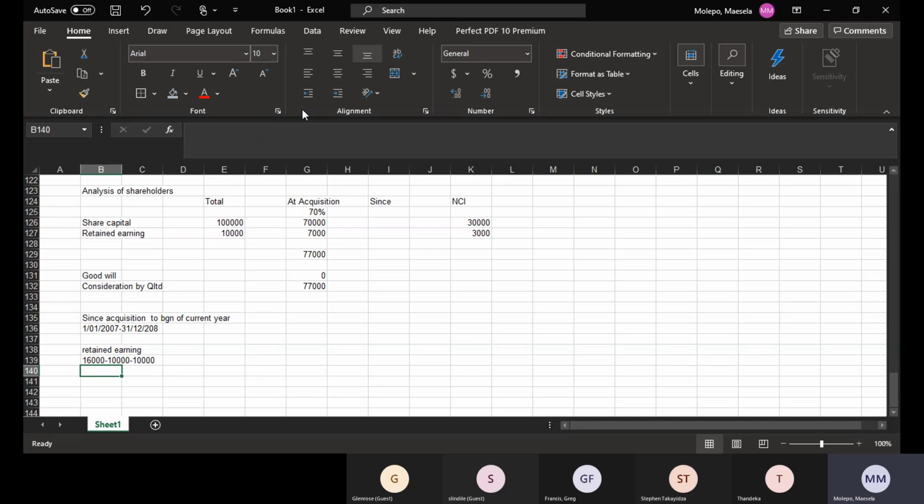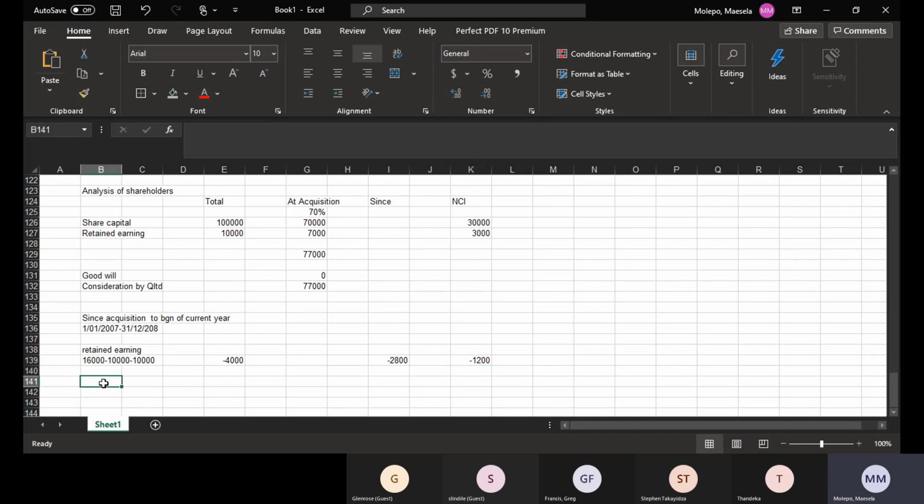So when we do our calculation, it gives us a negative number of 4,000, because normally on our analysis we have a positive number. But in this case, it gives us a negative number of 4,000. We're going to do the same thing that we used to do, multiply by the 70%, which would give us the minus 2.8. And then this side it will be minus 1.2.